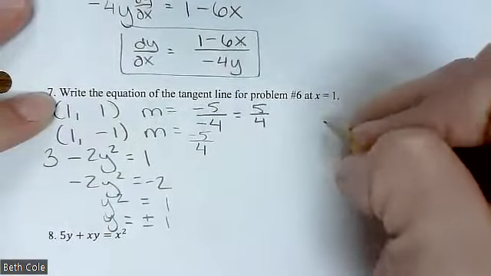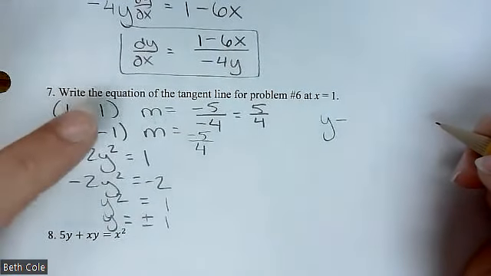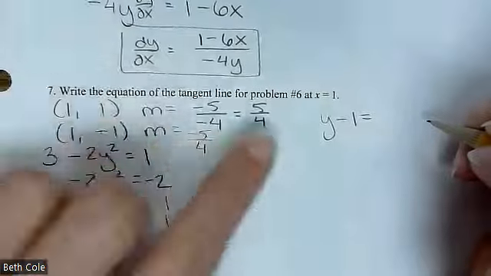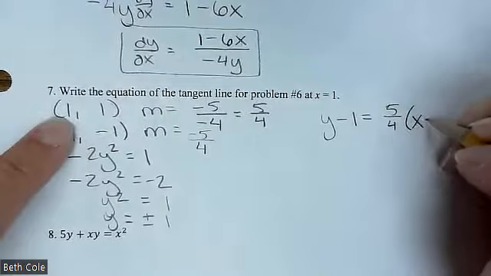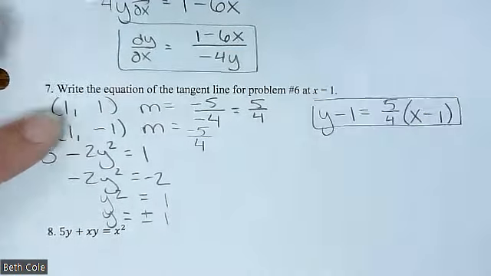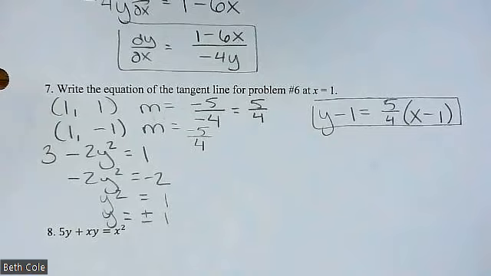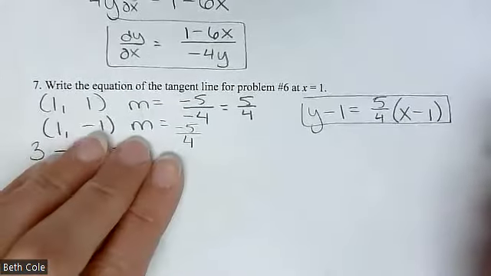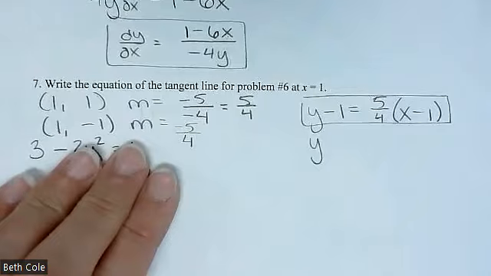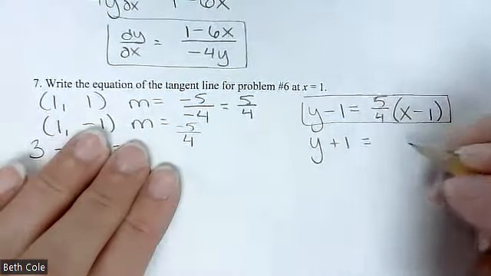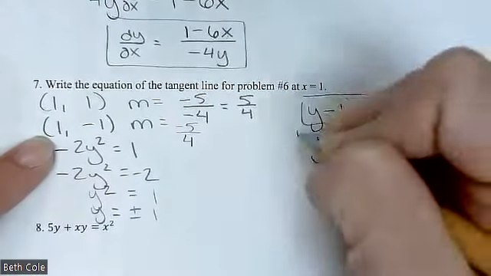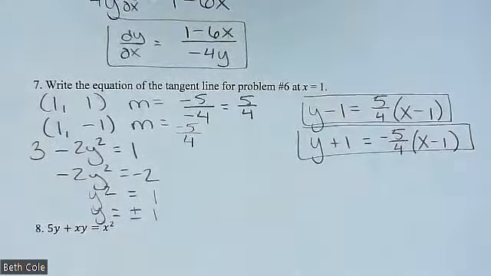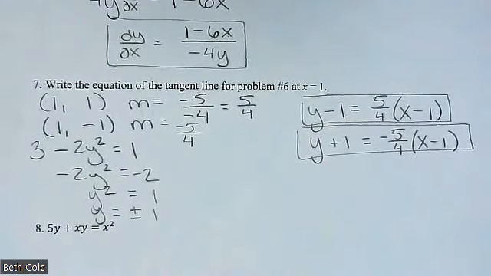So let's do the first one. It would be y minus 1, good, equals 5/4 parenthesis x minus 1. That's 1 answer. And then use the other point and the other slope for your other answer. So that would be y plus 1, good, equals -5/4 parentheses x minus 1. Cool. So we got 2 answers. That's cool. I just wanted to review writing equations so we don't forget how to do that.